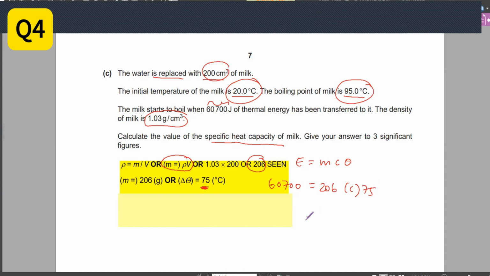So finally, we can rearrange for heat capacity: 60,700 divided by 206 divided by 75. So finally, that will give us 3.93. The unit: joules here, grams here, degrees Celsius here. So the unit will be joules per gram degree Celsius.